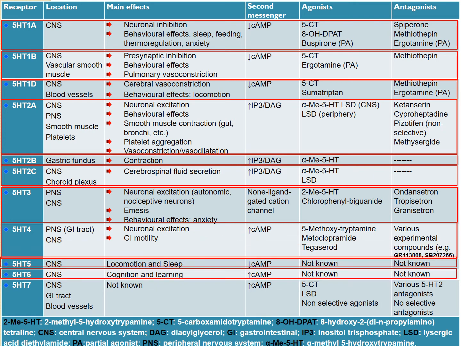Then the next, 10th receptor is the 5-HT6 receptor. It is located in the CNS and it is mainly involved in functions like cognition and learning. Its secondary messenger is cAMP and it functions through an increase in the intracellular concentration of cAMP, and its agonist and antagonist are still not known.